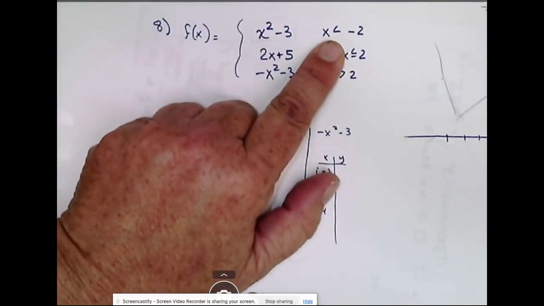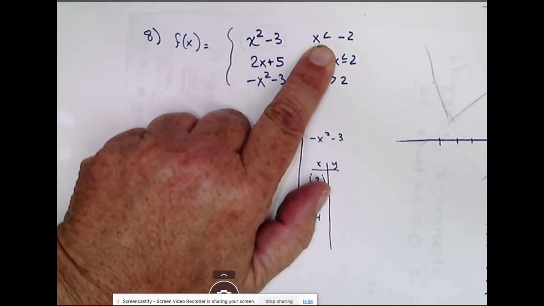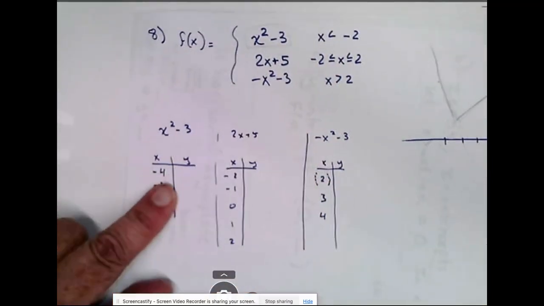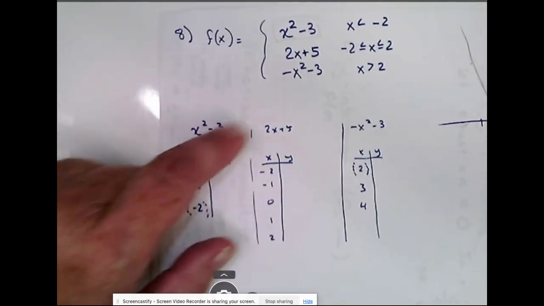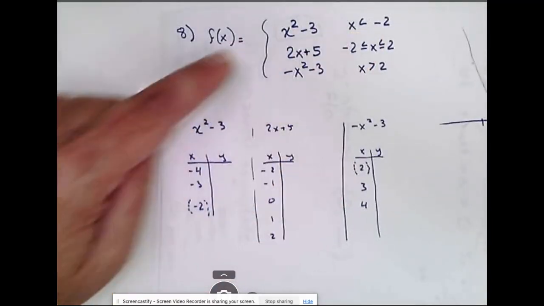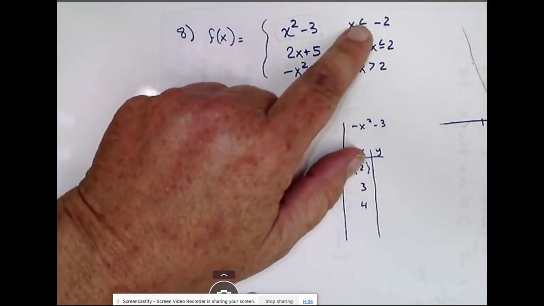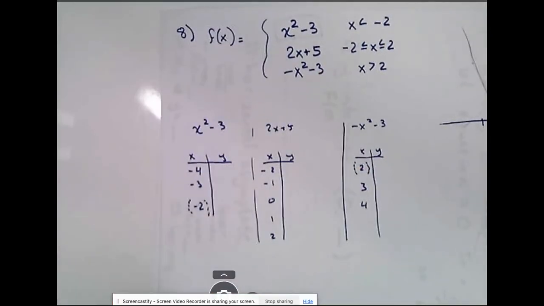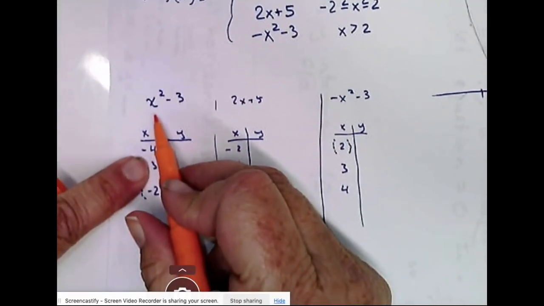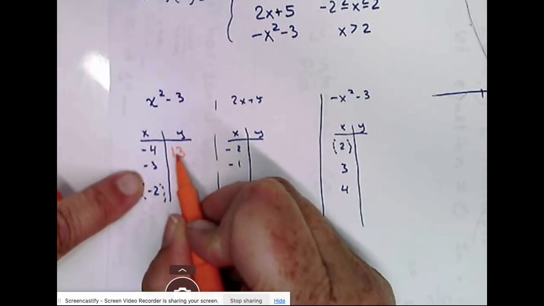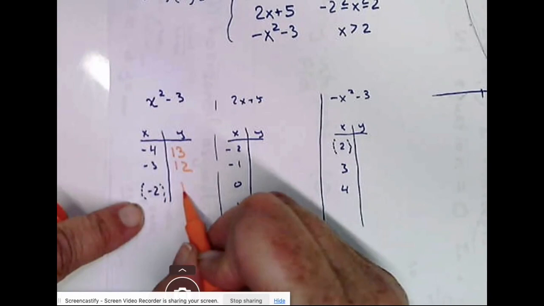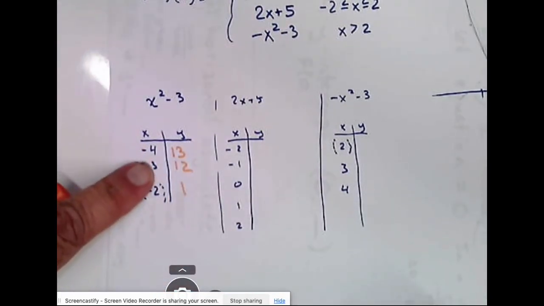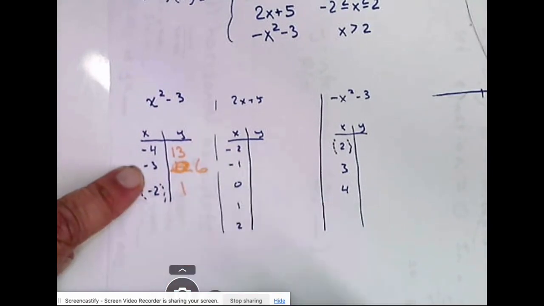So since this one is for x's less than negative 2, why don't I just do negative 2, negative 3, negative 4. I am going to go ahead and include the negative 2 right here because I want to go all the way up to that and put an open circle there. So if I put a negative 4 in here, I get 16 minus 3 is 13. Hopefully you're doing this on your own. 16 minus 3 is 13. 9 minus 3 is 6. There we go. And 1.